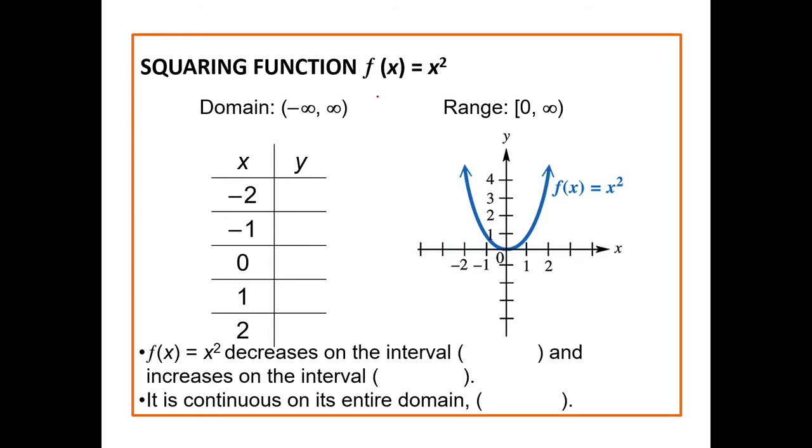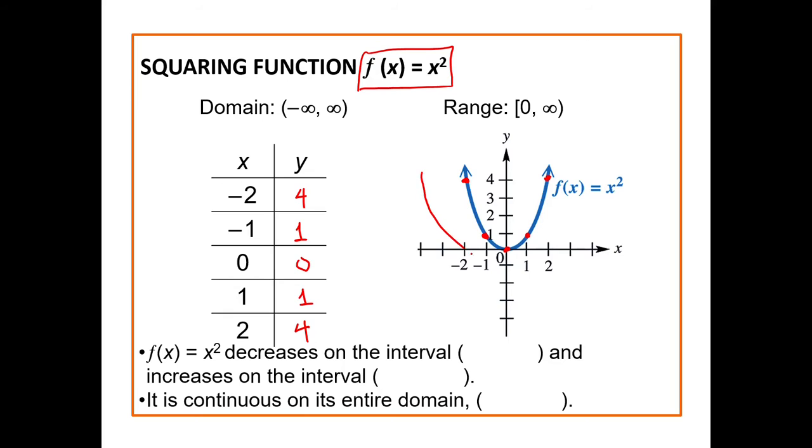The squaring function is f of x equals x squared. This graph is essentially a parabola. If I plug in negative 2, I have to square it, which gives us positive 4. Negative 1 squared gives us 1. 0 squared is 0. 1 squared is 1. And 2 squared is 4. So let's plot the points. Negative 2, comma, 4. Negative 1, 1. 0, 0. 1, 1. 2, 4 gives us a parabola with that nice U shape.